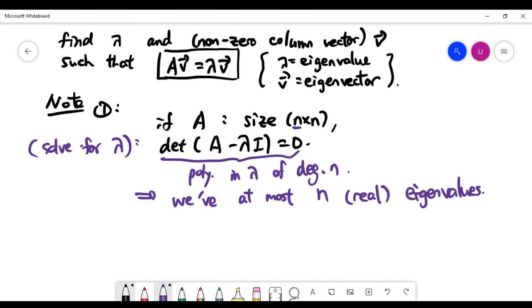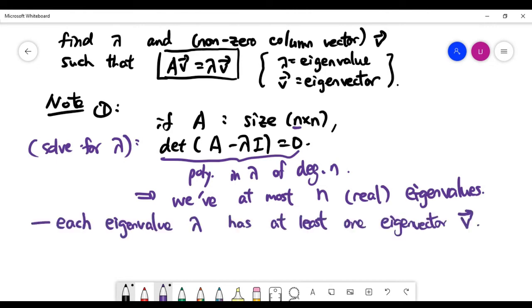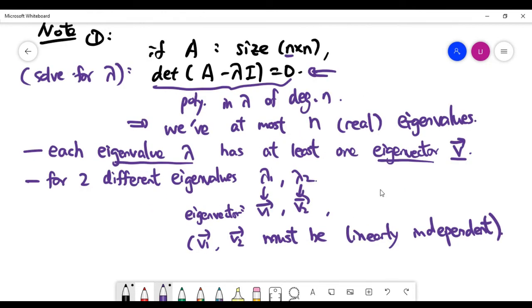And the other fact is more important. The fact is that for each solution you found by looking at this polynomial equation in lambda, it has at least one eigenvector for each eigenvalue. And the fact is that eigenvectors associated to different eigenvalues must be linearly independent of each other. And let me put it here. So basically that's the fact here. So please look at this second fact. It is actually more important. And then we can look at the second note here.